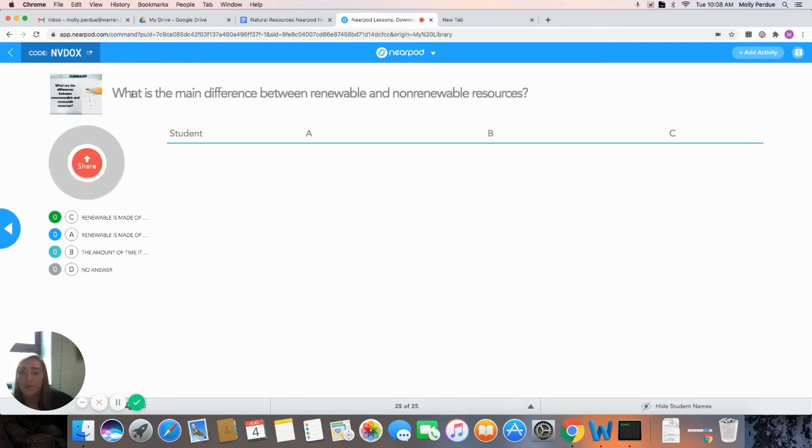Okay, next, what is the main difference between renewable and non-renewable resources? Okay, this is a key point to this whole unit. So take some time and think about this. Answer the question in your Nearpod, and then we'll go through the Classkick assignment.